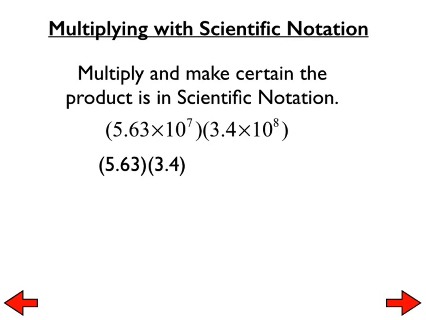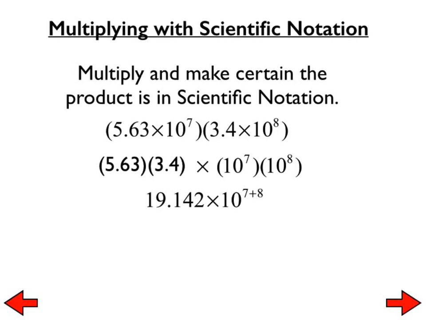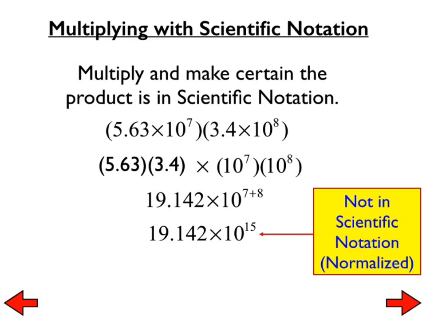I'm going to do a little bit of regrouping here using the commutative property. 5.63 times 3.4 is 19.142. Since the powers of 10 have the same base, I can add the exponents using that exponent rule. And so that would leave me with 19.142 times 10 to the 15th power. But this number is not in scientific notation. And it's not because 19.142 is not between 1 and 10.